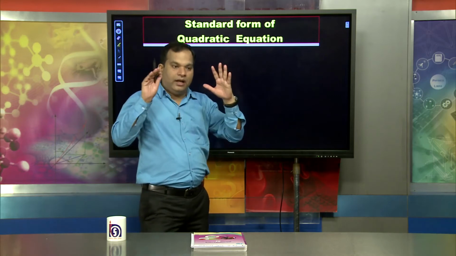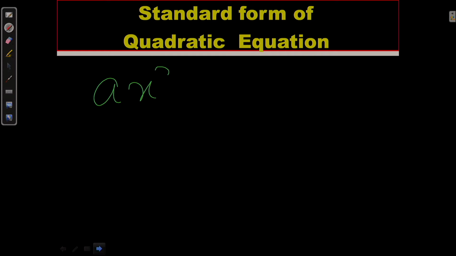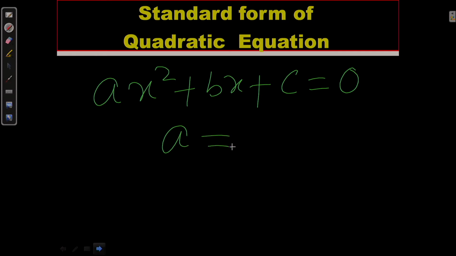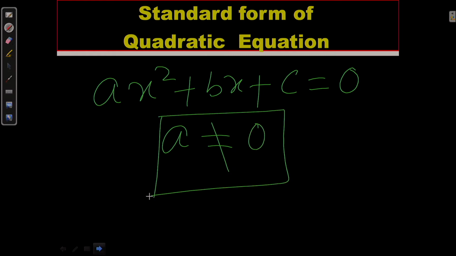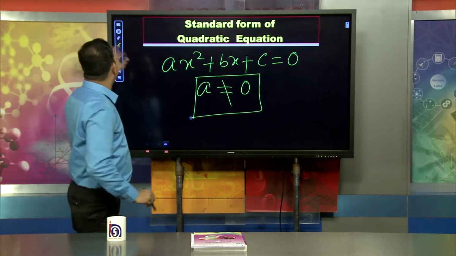Again I would like to inform you that ax square plus bx plus c equal to 0 is the standard format of the quadratic equation. The first and foremost condition, which is very important, is that a not equal to 0. This is the important condition for the standard format of the quadratic equation.